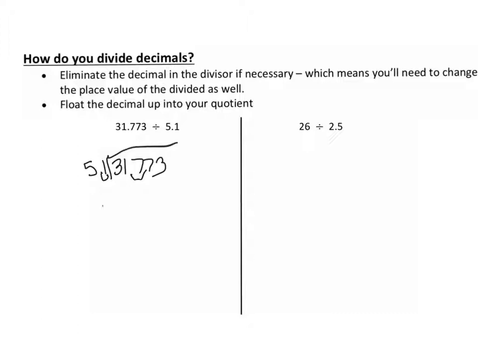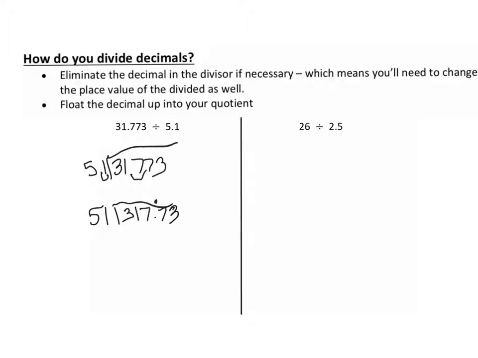So our new problem is 51 divided by 317.73. Now, the next thing is we divide just like normal, but I'm going to go ahead and look at that last step which says float the decimal up to your quotient. That's very important. If you forget to do it, then your answer will be wrong. So we're going to go ahead and float that decimal straight up here. That way we won't forget.